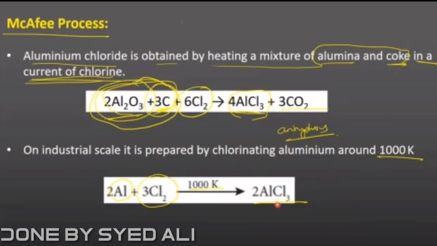Next we shall study about the McAfee process. Aluminium chloride is obtained by heating a mixture of alumina and coke in the current of chlorine. On industrial scale, it is prepared by chlorinating aluminium around 1000 Kelvin.